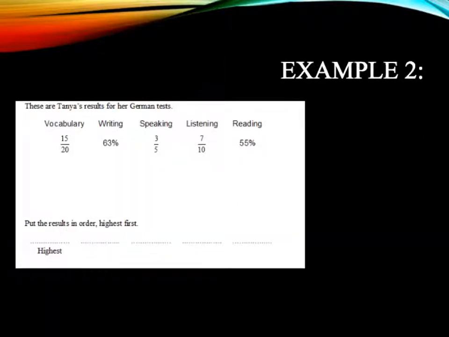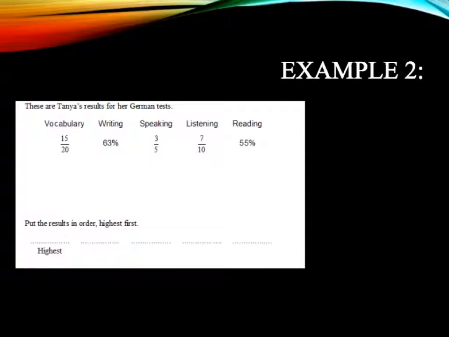In this example, it says these are Tanya's results for German tests. We've got vocabulary, writing, speaking, listening and reading. They're all in different formats though. Some are in fractions, some are in decimals. Some are in percentages. There are no decimals here. So we need to have a go at converting them all into something that's the same.